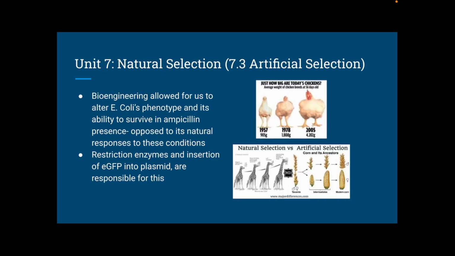This is Unit 7, Natural Selection, 7.3, Artificial Selection. So opposed to the natural response of these specific conditions, bioengineering allows for the alteration of E. coli and its phenotype, as well as its ability to survive in the presence of ampicillin. So restriction enzymes and the insertion of EGFP into the plasmid allows for this.